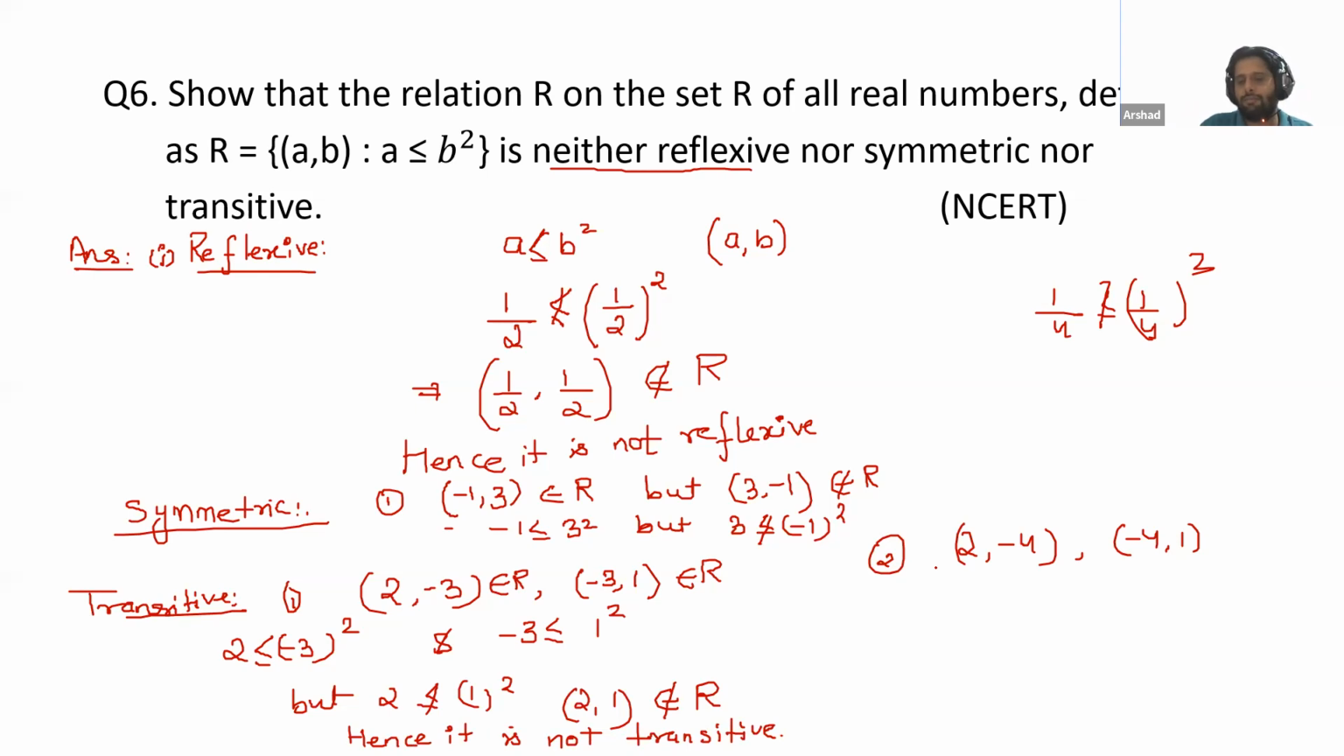You can take the second example also. And in homework, you can try multiple examples for this. So please raise your hand if this is clear to all of you.